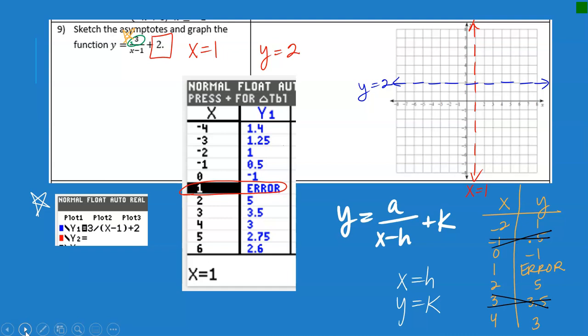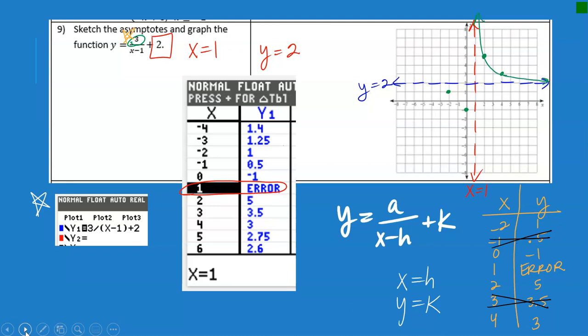Okay, so now I'm going to plot all of these points in yellow that are not crossed out. So here we go. So -2, 1, 0, -1. Then I have my vertical asymptote, which I already put in red, and now the point 2, 5. And then 4, 3. Okay, and then I'm just going to kind of connect these dots.